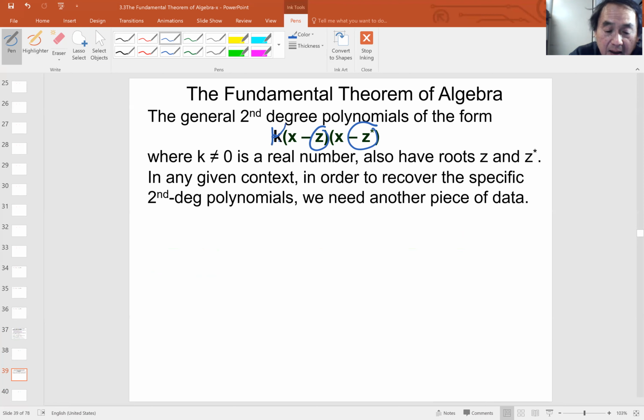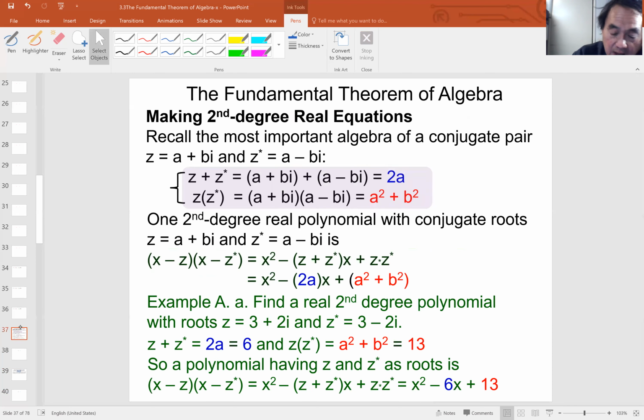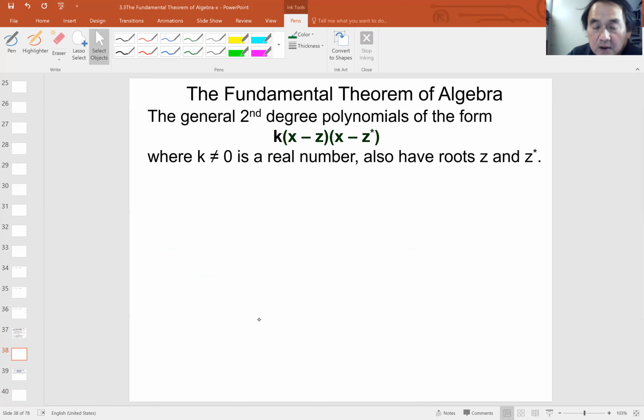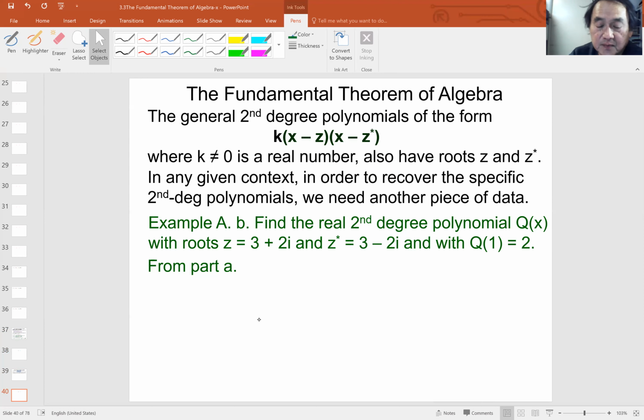I can multiply these polynomials by any constant. In other words, in the answer over here, I could have any constant times this polynomial. They have the same two roots. Now, if I want to nail down a particular one, then of course we give the initial conditions, and the problem will be phrased in these manners.